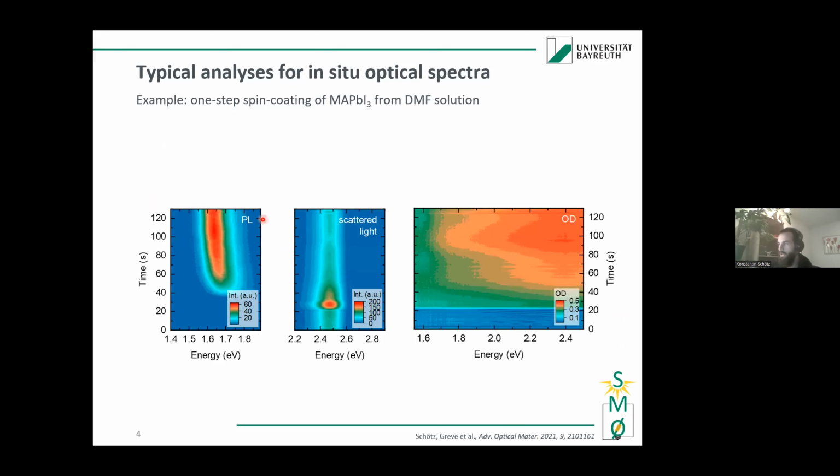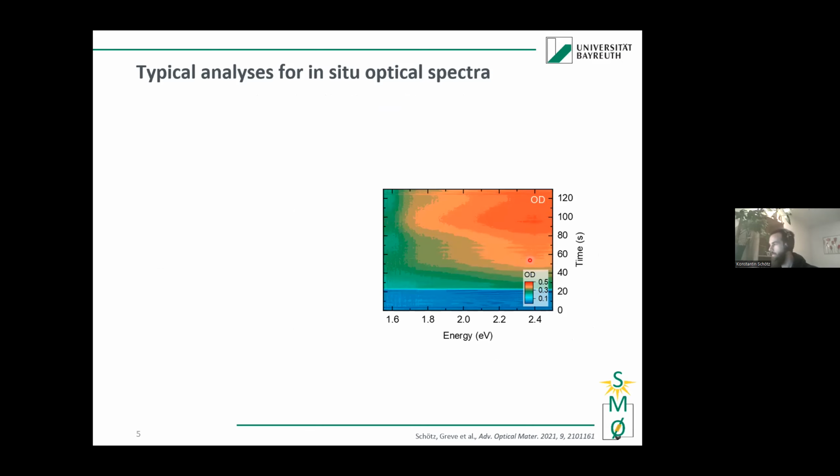We have here the photoluminescence as a function of time and energy, displayed as a heat map. We have here the intensity of this additional LED, so the scattered light. We have here the optical density. And we see already from this heat map that quite a lot is going on, but it's hard to tell in detail what's happening. So it is useful to first have a look at some spectra at specific times. Let's start with the optical density.